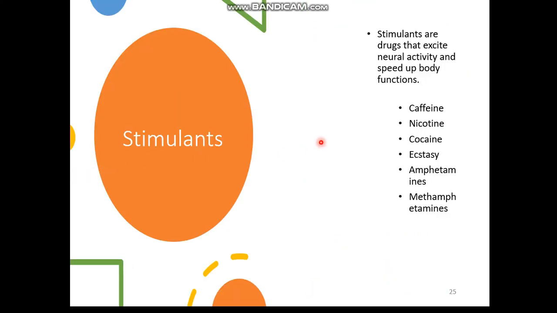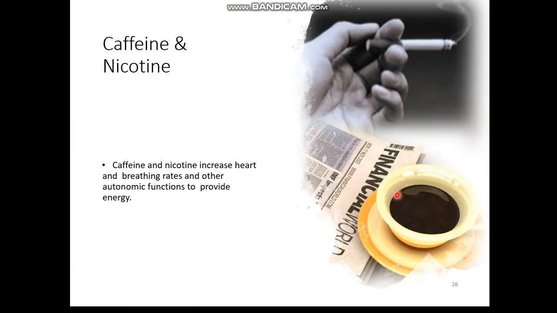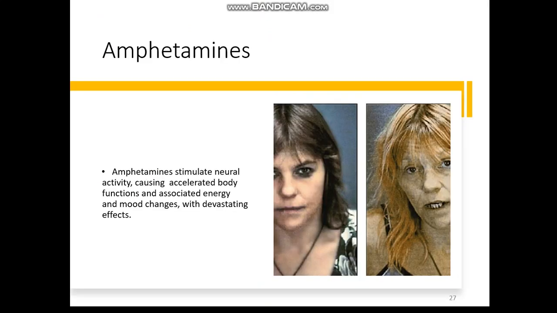Stimulants. Stimulants are drugs that excite neural activity and speed up body functions. Caffeine, nicotine, cocaine, ecstasy, amphetamines, and methamphetamines are some examples of stimulants. Caffeine and nicotine increase heart rate, breathing rates, and other autonomic functions to provide energy. Amphetamines stimulate neural activity, causing accelerated body functions and associated energy and mood changes with devastating effects.